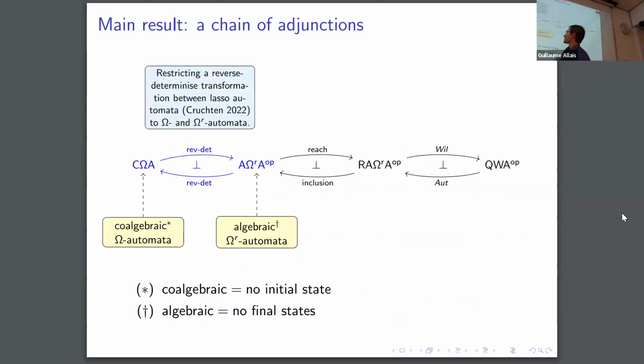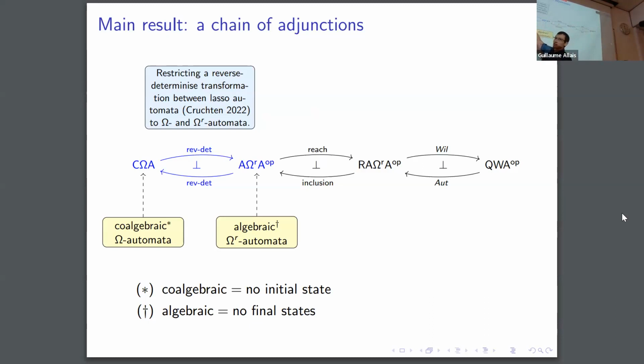So first of all, this C omega A is the category of co-algebraic omega automata, and co-algebraic, remember, meant no initial state. And this other category, I call it the opposite of the category of algebraic reverse omega automata. I'm going to explain what a reverse omega automaton is in a moment, but first I need to explain what this adjunction actually is.